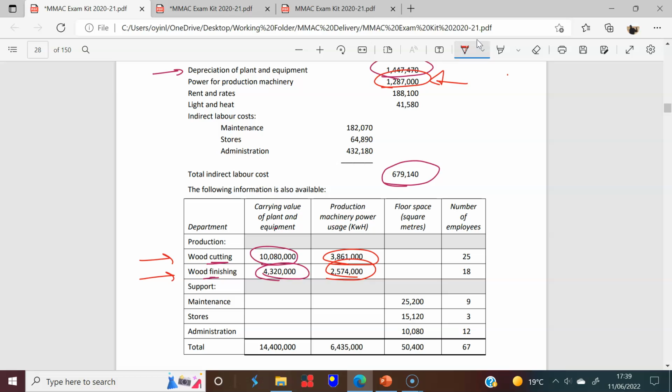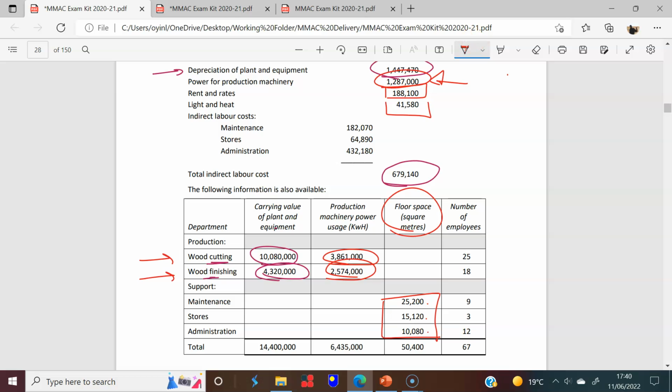Look at rent and rates. Rent and rates, I guess a fair base for splitting rent and rates is to do with square space. So somehow wood cutting and wood finishing take up no floor space, but maintenance, stores, and administration do. So we can split this cost up on the basis of these rates. And I would probably split light and heat as well, based on the floor space. So let's do that very quickly, right?